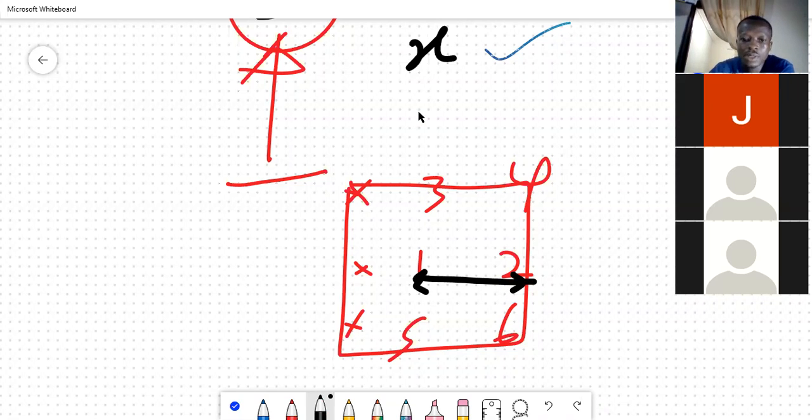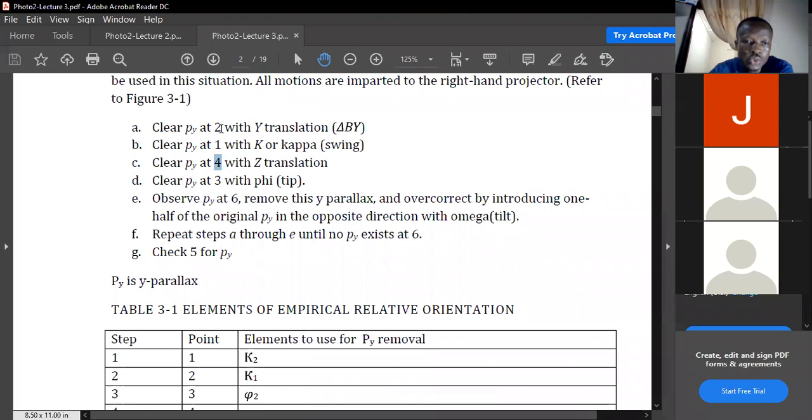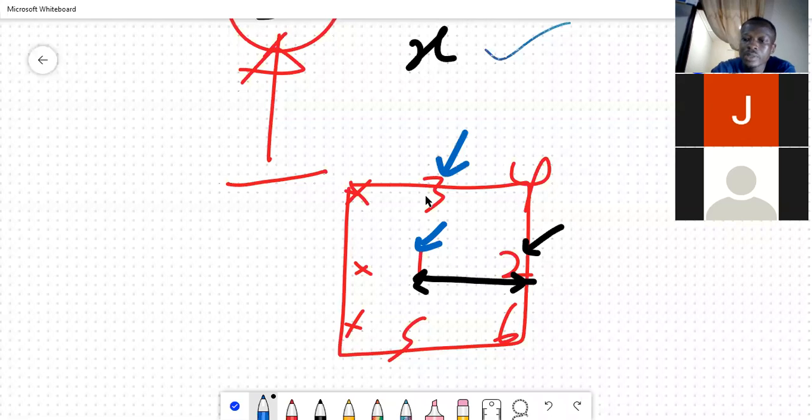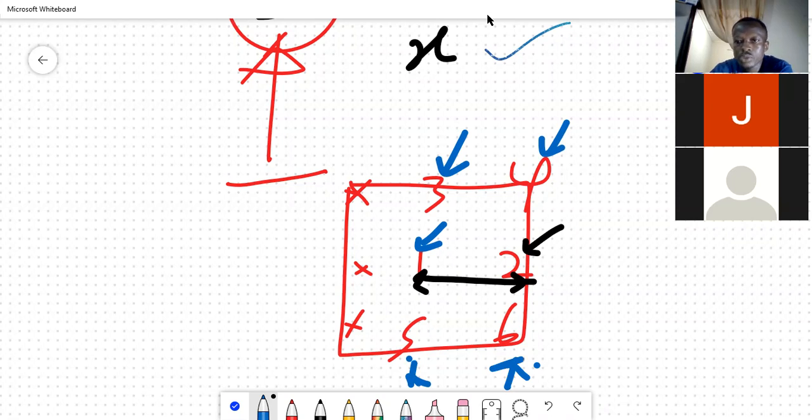So let's go back and look at that. When we say point 2, we know what we are talking about. We are referring to this point 2 here. Point 1 is this one, point 3 is that one, then 4, 5, and 6. These are the standard points that we'll be referring to and using.